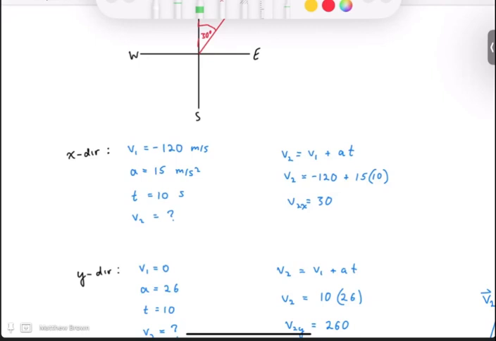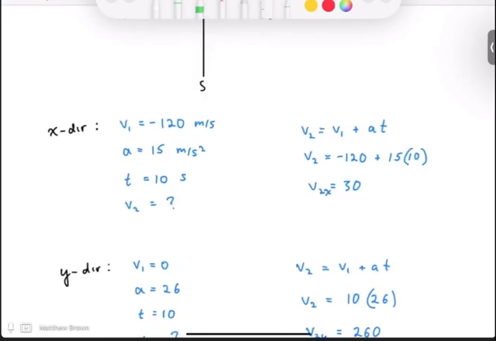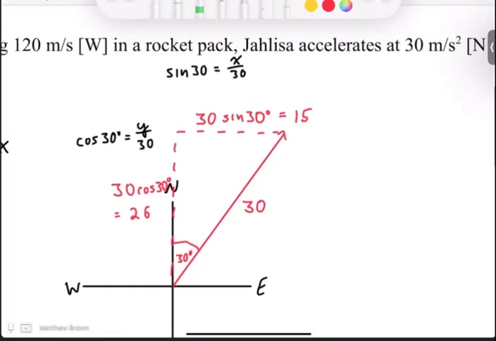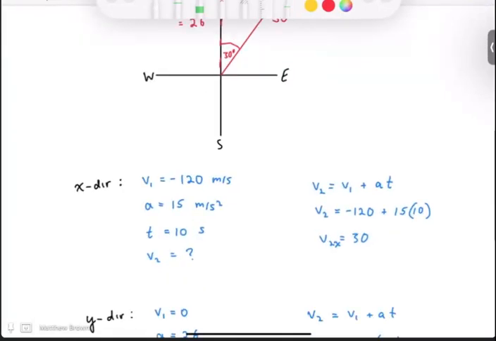So just in the x direction, I can look at the information I have. I know the initial velocity is 120 meters per second because she's going initially completely in the west direction, and I said east is positive, so that makes it negative. The acceleration is 15 because that's what I found up here, the x component of the acceleration. Time is 10 seconds, and what I want is v2, technically v2 in the x direction.